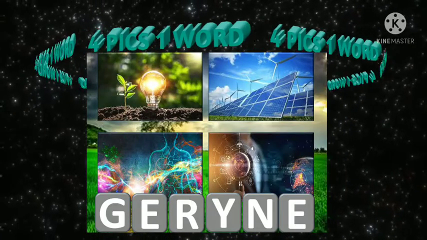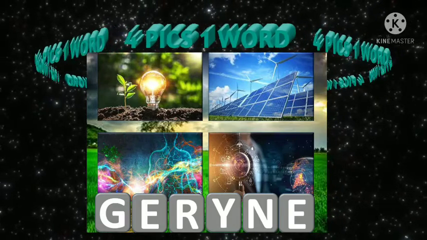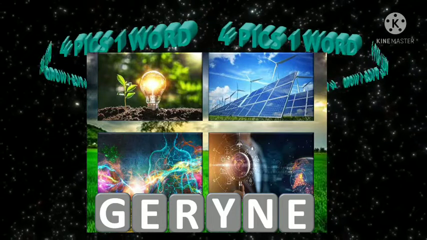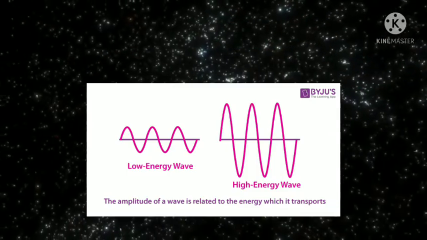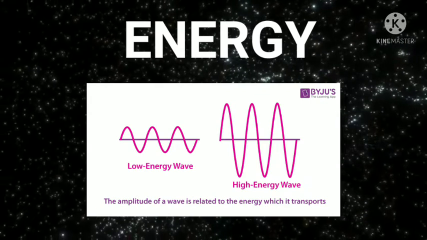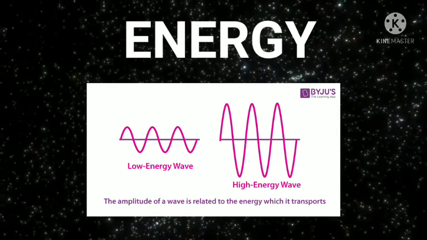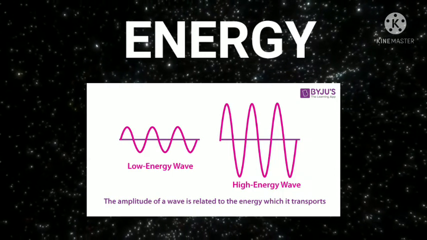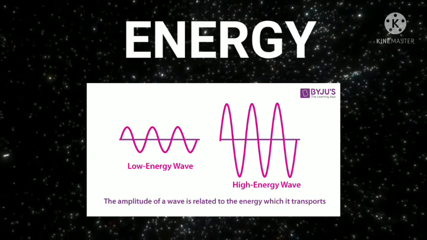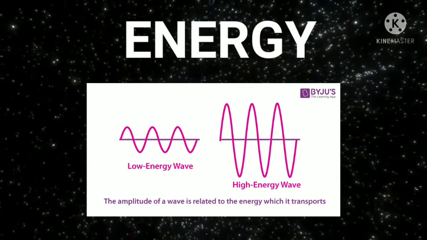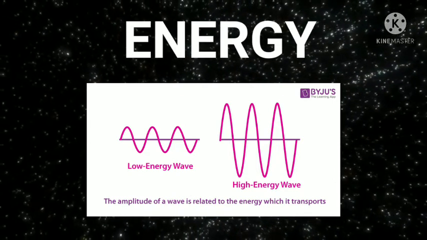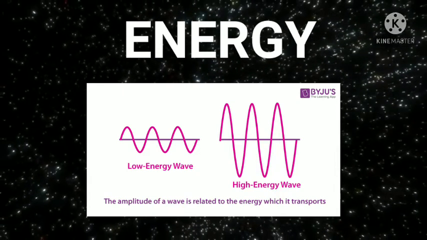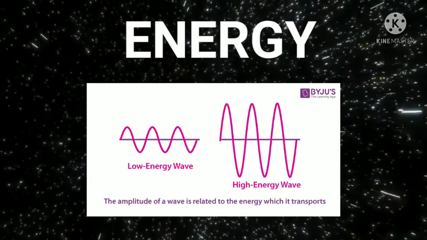And our last and final word. Your answer is energy. You are correct. Electromagnetic waves carry energy. An electromagnetic wave with low amplitude has low energy, and an electromagnetic wave with high amplitude has high energy. Energy is also directly proportional to its frequency. The higher the frequency, the higher is its energy.